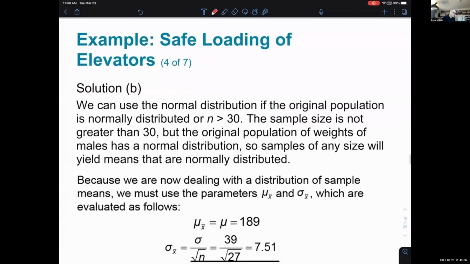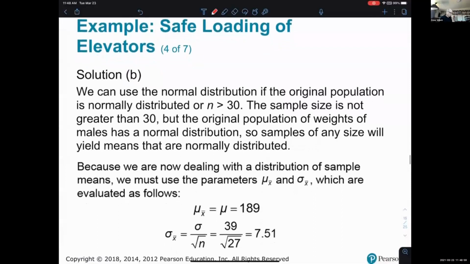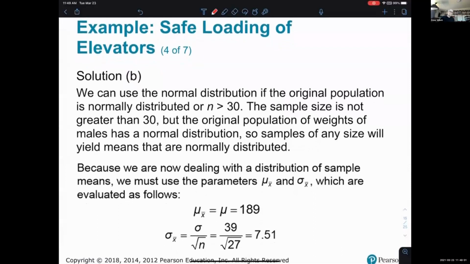So then for part B, it says we can use the normal distribution if the original population is normally distributed or n is greater than 30. The sample size is not greater than 30, but the original population of weights, as stated by the problem, has a normal distribution. That's our assumption. So because we meet that condition, sample sizes of any size will still yield a normal distribution.